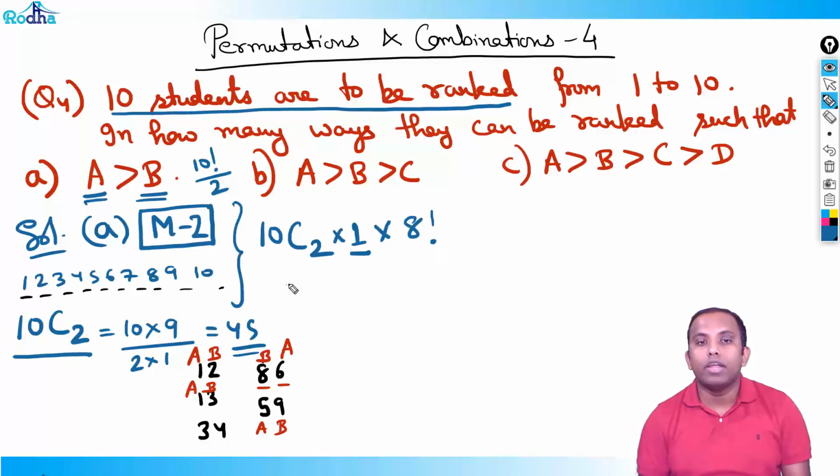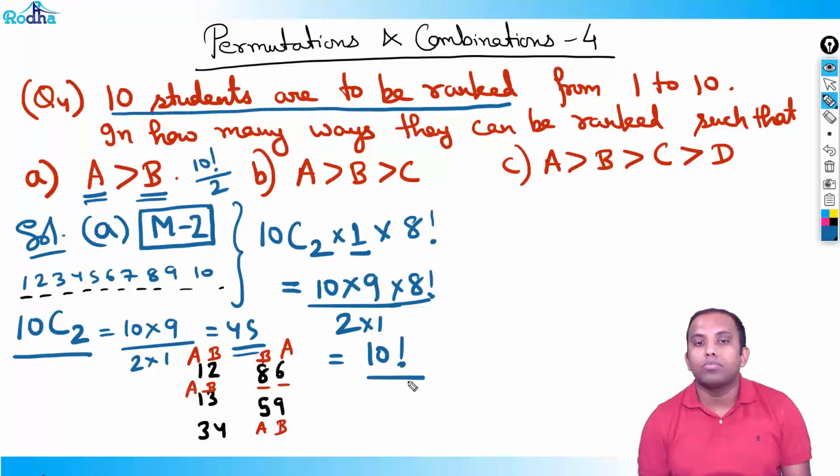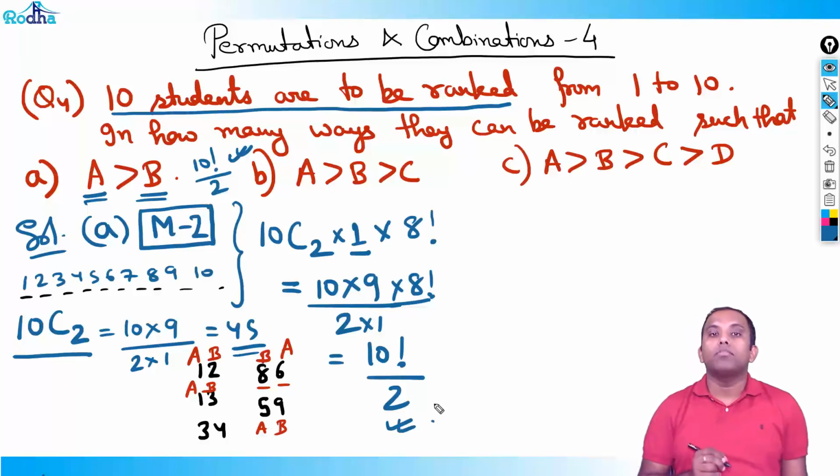Once you solve it, you will get 10C2, which is 10 into 9 by 2 into 1, into 8 factorial. This is nothing but 10 into 9 into 8 factorial by 2, which is 10 factorial by 2. This is the answer we got in the previous method also. So the answer is the same, 10 factorial by 2, but this method is different.